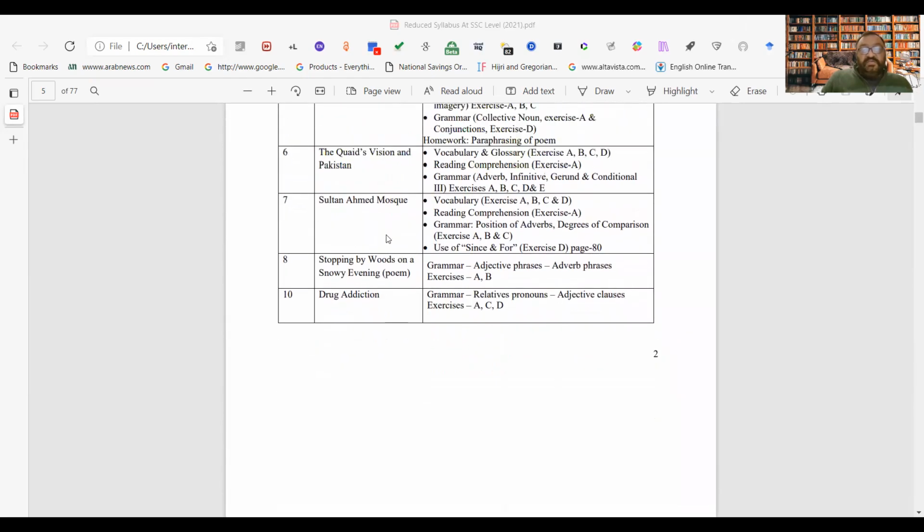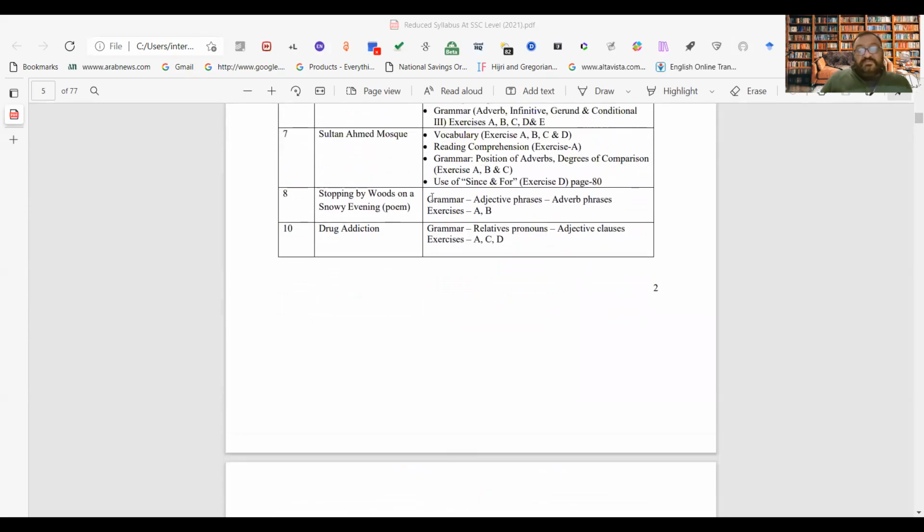If you go to chapter number 6, The Quaid's Vision and Pakistan: vocabulary and glossary, exercises A, B, C, D; reading comprehension, exercise A; grammar, adverb, infinitive, gerund, and conditional, exercises A to E. Sultan Ahmad Mosque, number 7: this lesson has vocabulary, exercises A, B, C, and D; reading comprehension A; and grammar, position of adverb, degree of comparisons, exercises A to C.